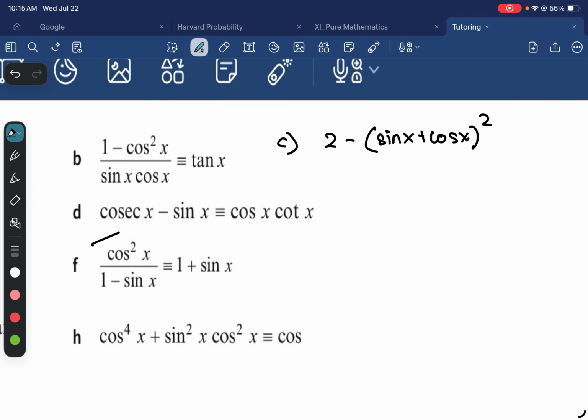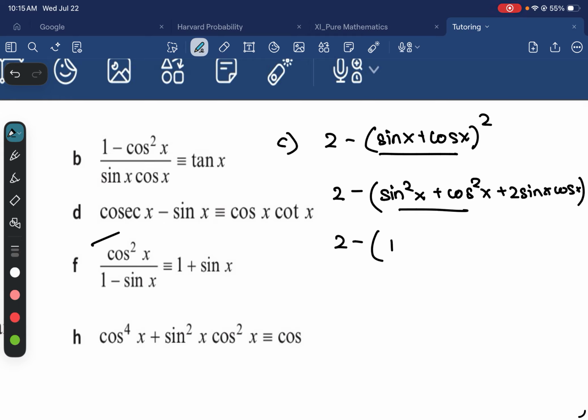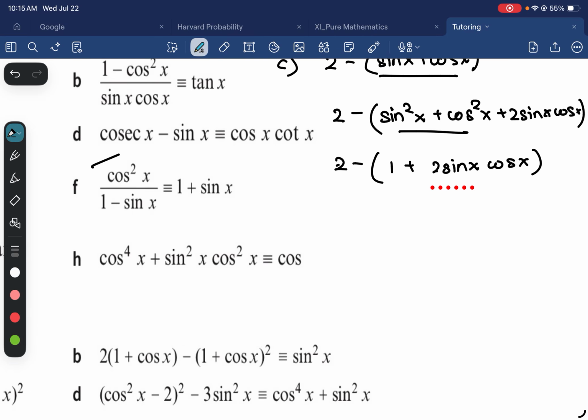All right, 2 minus this expression. So I can write this as 2 minus, expand this bracket, and you get sin squared x plus cos squared x plus 2 sin x cos x. All right, 2 minus (sin squared x plus cos squared x) is 1, plus 2 sin x cos x. So 2 minus 1 is just 1, and you distribute the negative sign, you get minus 2 sin x cos x. This negative is for both the terms, right?